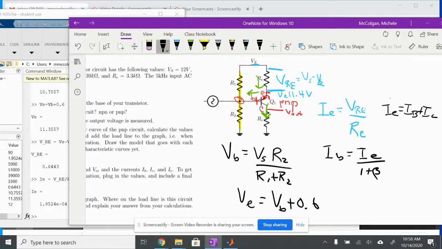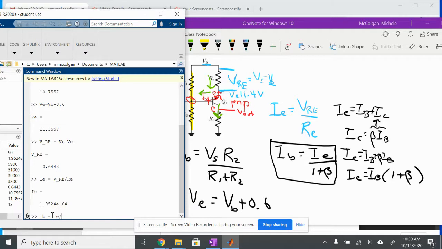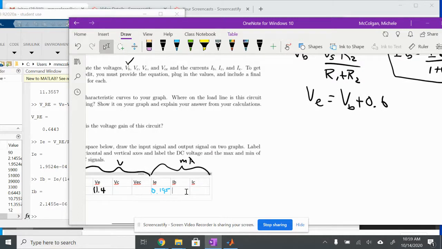And I also know here that my IC is equal to beta IB, and I'm going to plug this in up here. So I get IE is equal to IB plus beta IB. And so IE is equal to IB times 1 plus beta. And then I just rewrite this equation to give me this equation right here. So I'm going to plug that into Matlab. So my IB is equal to IE divided by 1 plus beta. And I get 2.14 times 10 to the minus 6. So plugging that into my table, I get, actually I'm going to write it, 0.0021. There we go. All right, and now I can calculate IC.